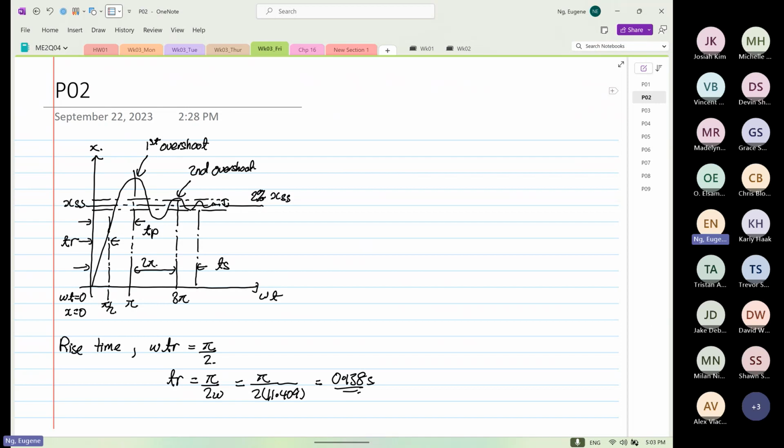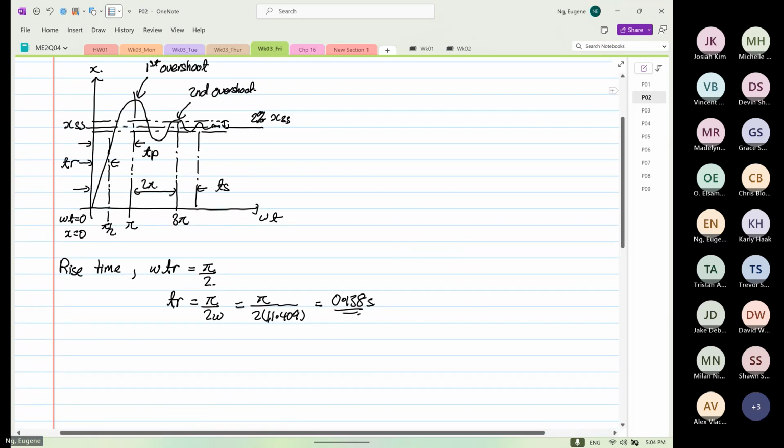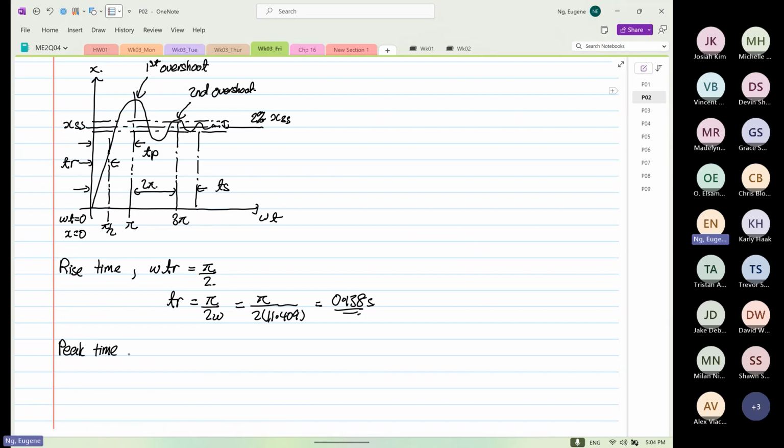Okay. The next thing, peak time. Again, look at the diagram. Omega TP is equal to what? Pi. So TP is equal to pi over omega. So pi divided by 11.409. So it's basically twice the time. It is equal to 0.275 seconds.